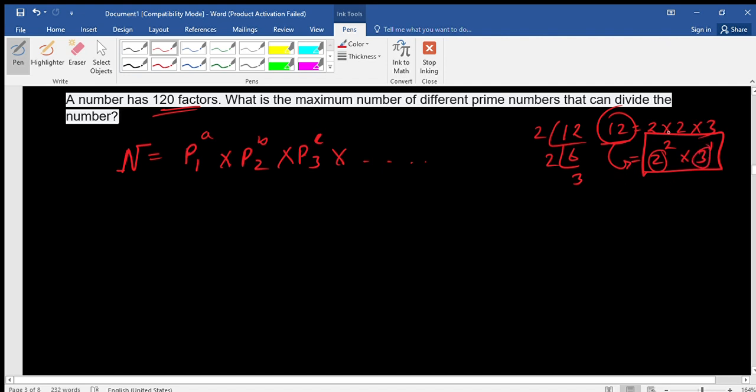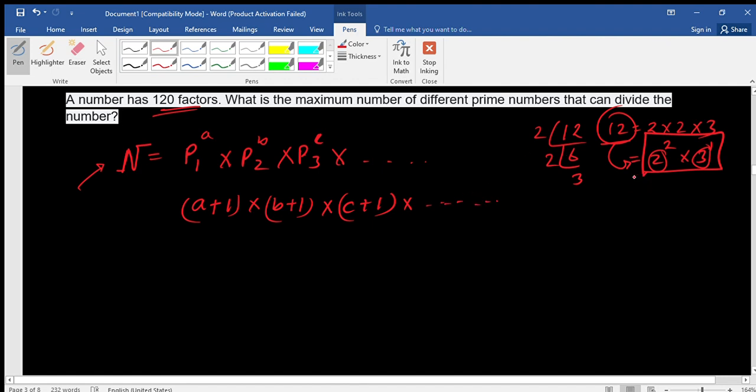So now if you want to know how many factors that number n has, you just need to add 1 to all the powers. So let's add 1 to all the powers, that is c plus 1, and there are some other terms here. Okay, this is not a plus sign. Now after doing this, you just need to multiply all those numbers.